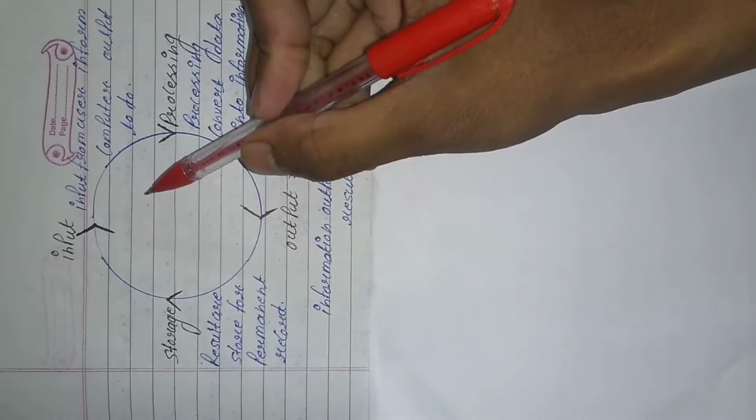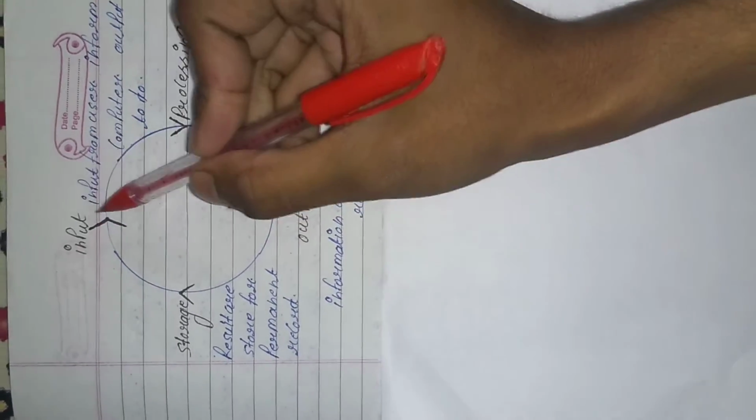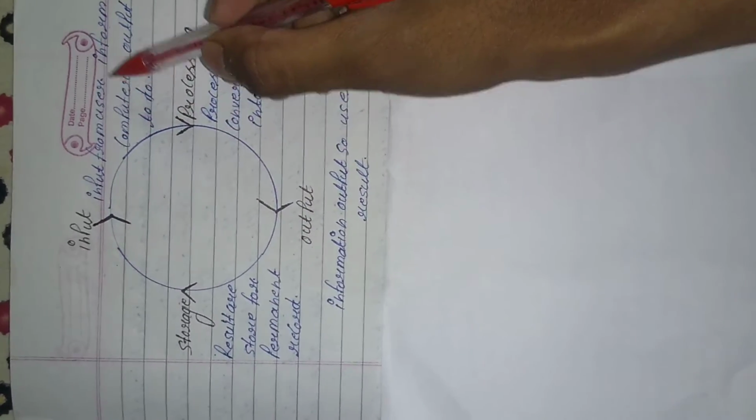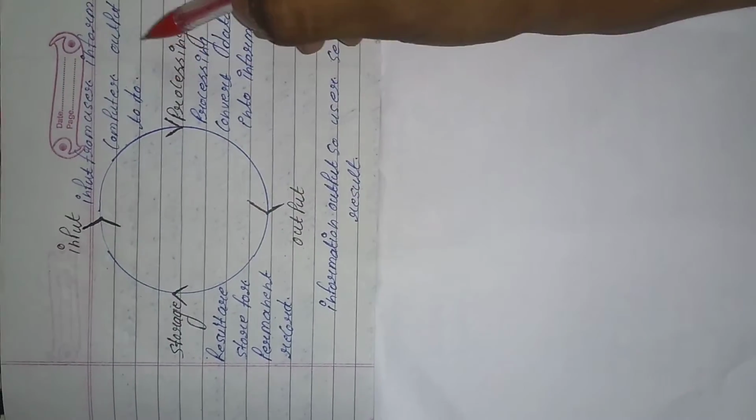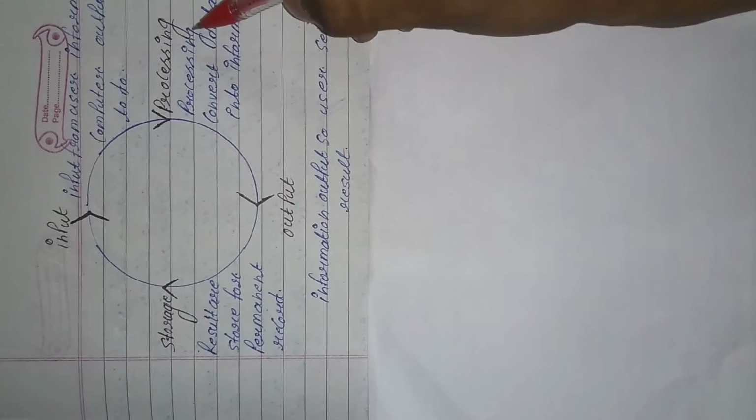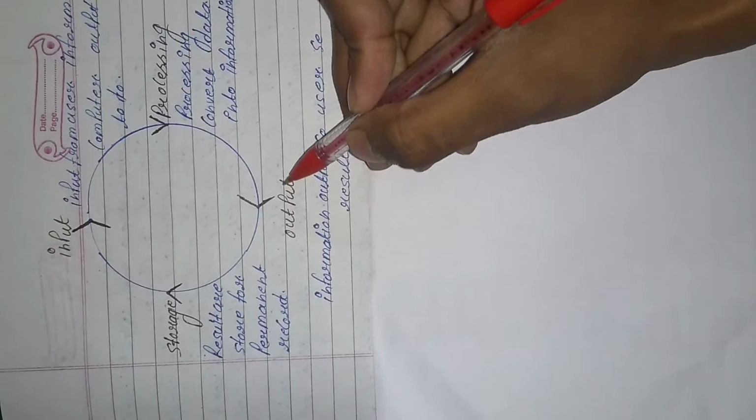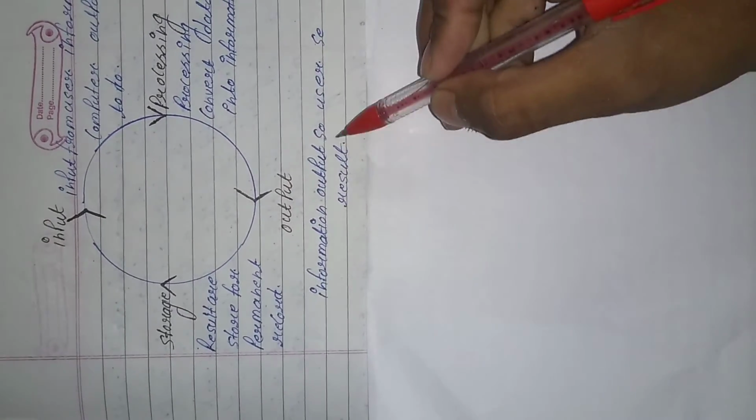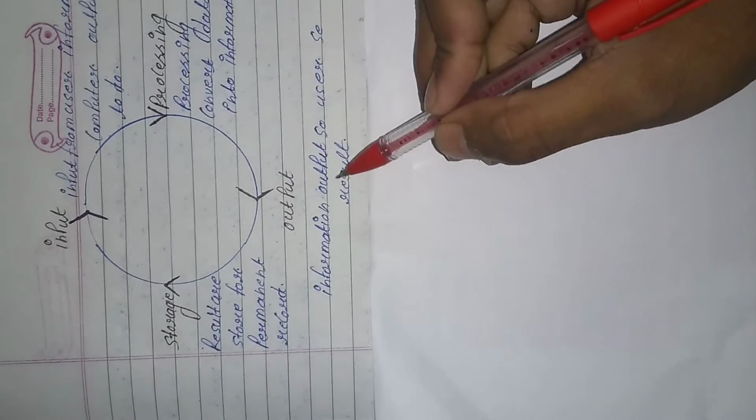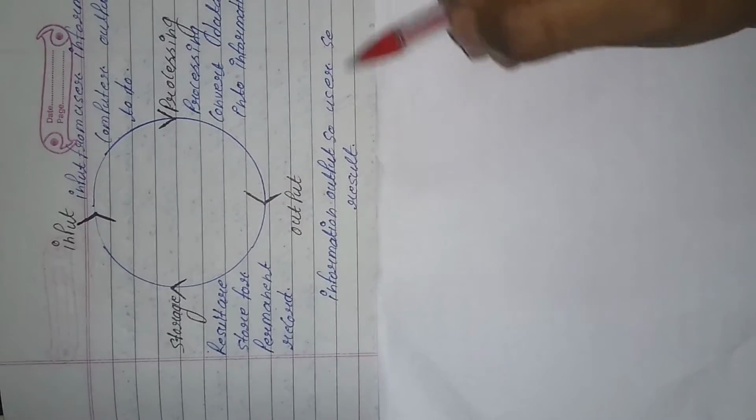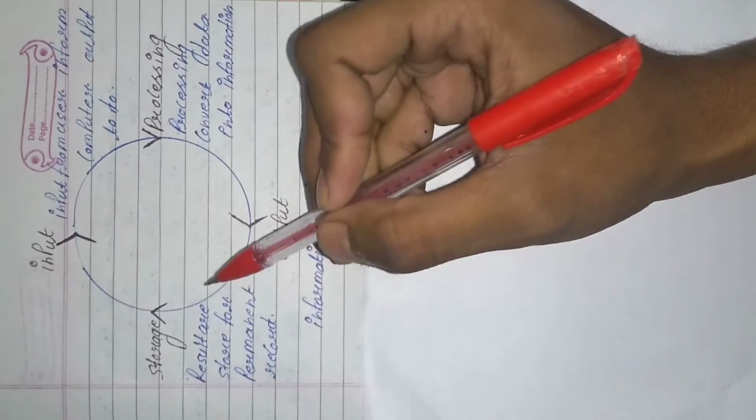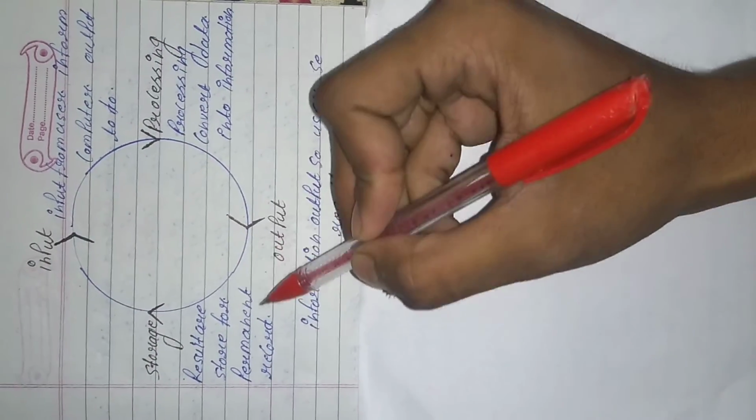IPO cycle diagram. First point, input from the user informs the computer what output to do. Next point, processing: convert data into information. Next point, output: information is output and shown so the user can see the result. Storage: results are stored for permanent record.